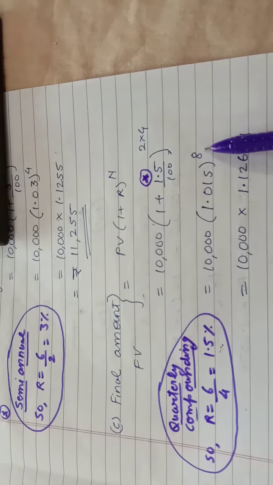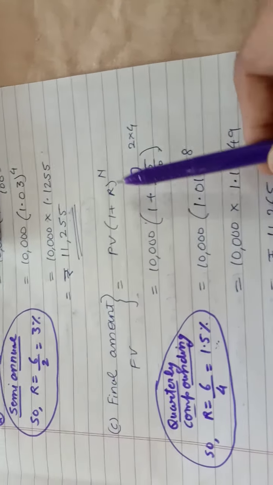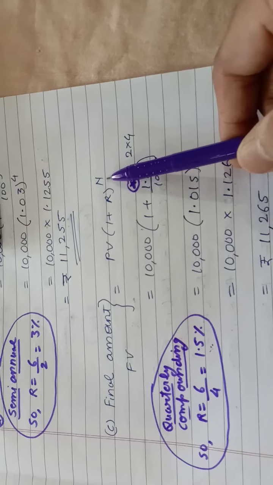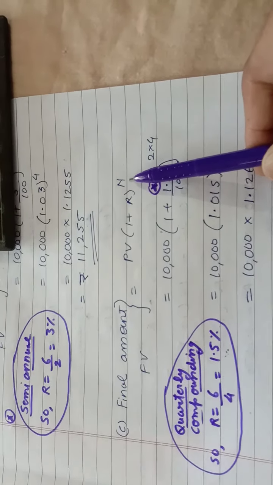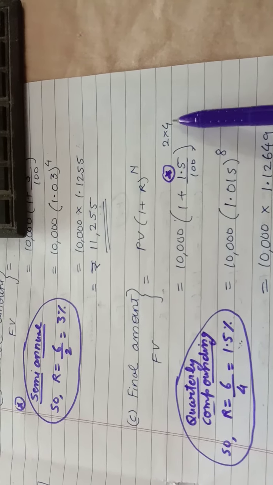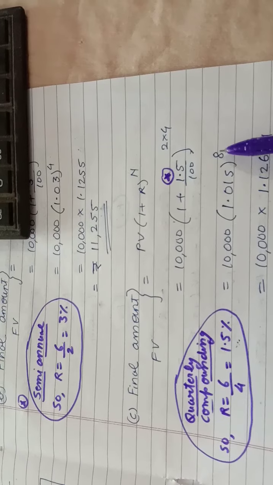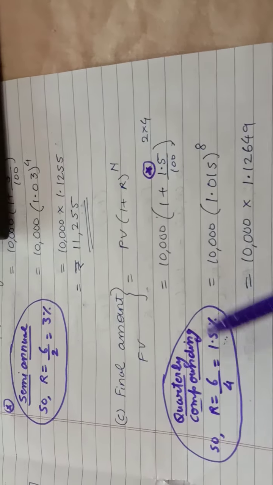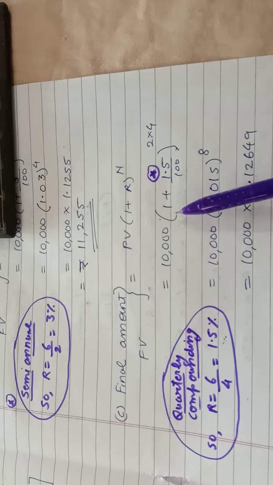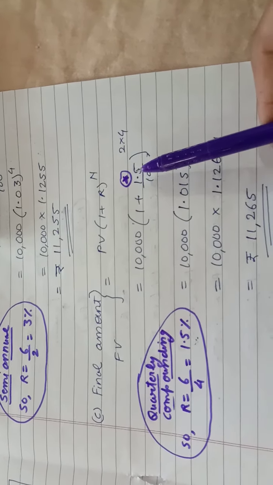8. Why so? Again, the formula is the same: PV into bracket 1 plus R raised to power n. N is the number of compounding. How many times is the compounding occurring? 4 times in a year and I have invested for 2 years, so it will be 8. Rate of interest will be 6 divided by 4, that is 1.5. 1 plus 1.5 by 100 raised to power 8.